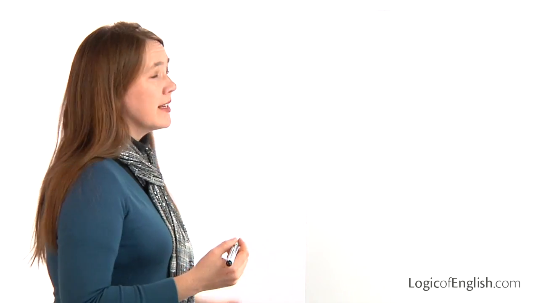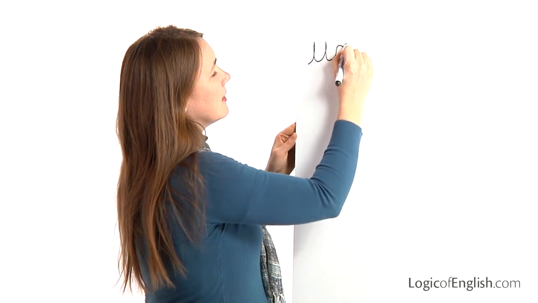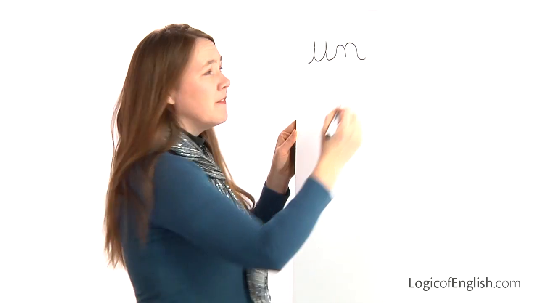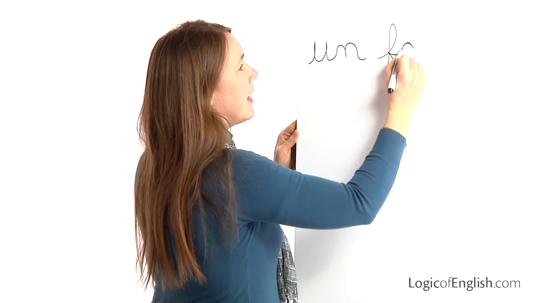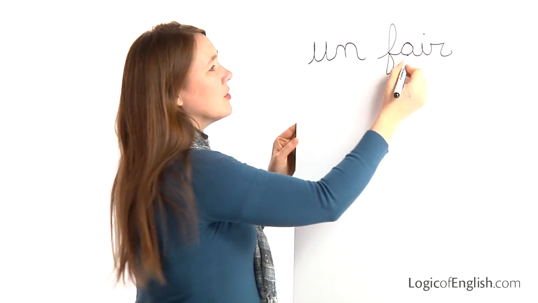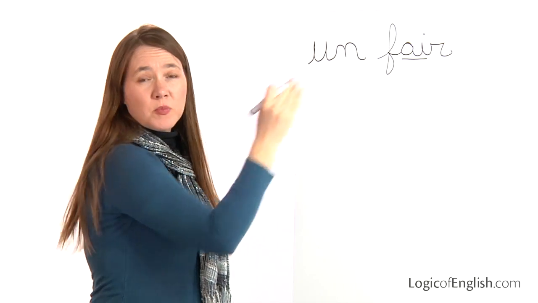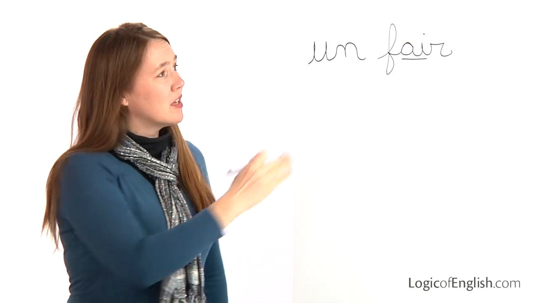And now help me to write it. Sound it out as I write it. The first syllable is un. N. The second syllable is fair. A. R. And how will we mark it? We'll underline the 2-letter A. And now, un is a prefix which means not. So unfair means not fair.